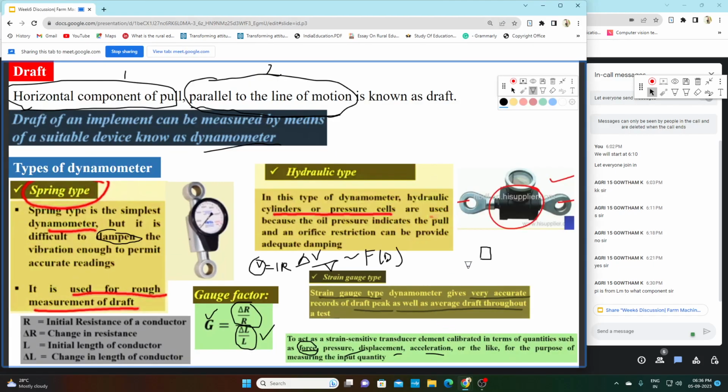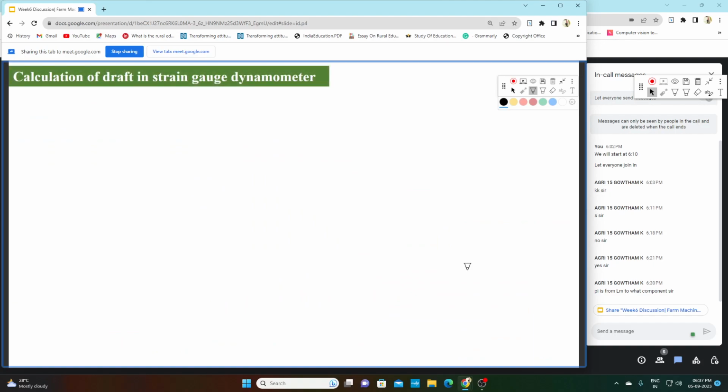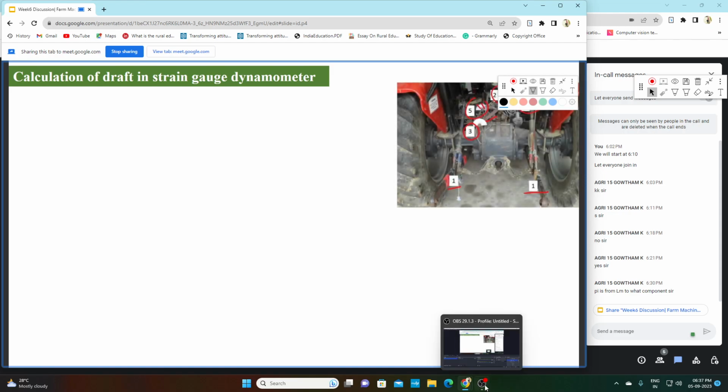Okay, so let me move to the next slide. That is calculation of draft in strain gauge dynamometer. Okay, one minute, let me check. Yeah, so calculation of draft in strain gauge dynamometer.